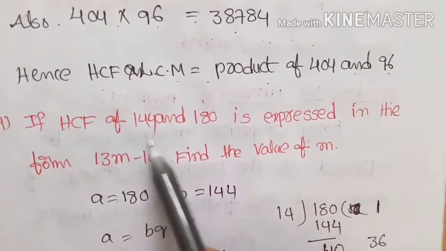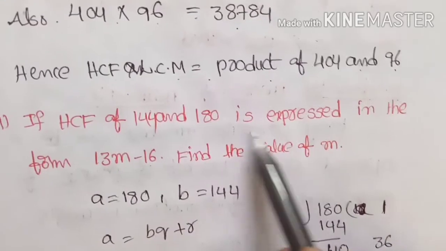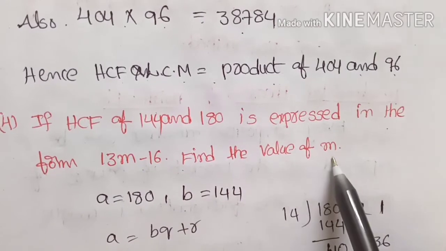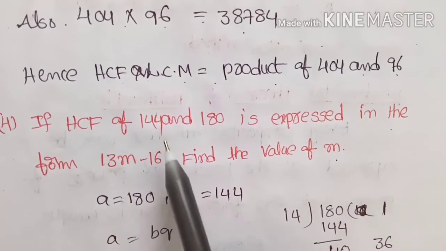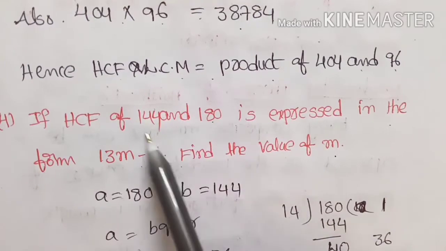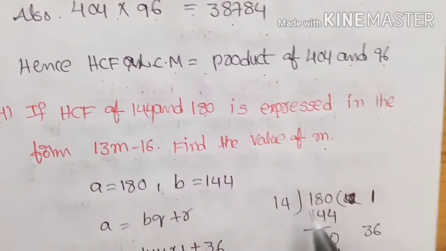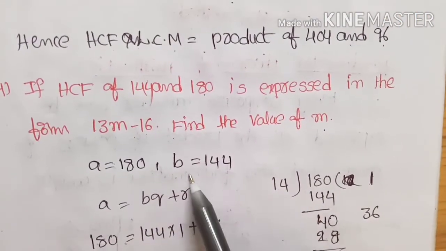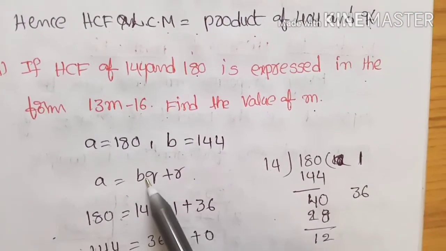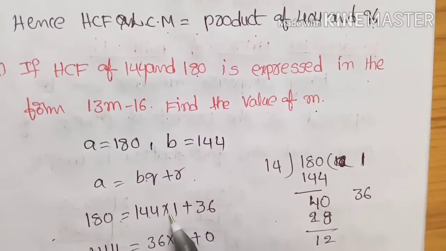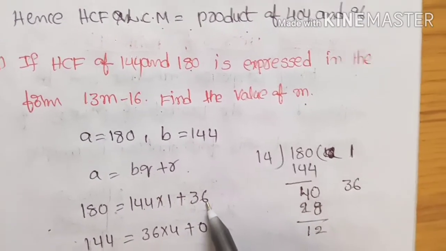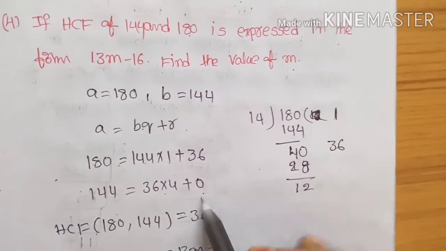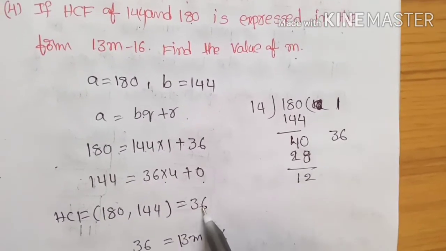If HCF of 144 and 180 is expressed in the form 13m − 16, find the value of m. Then what is a? a is 180, then b is 144. First of all, division: a = bq + r, so 180 = 144 × 1 + 36. Next, 144 = 36 × 4 + 0, remainder 0. Then HCF is equal to 36.